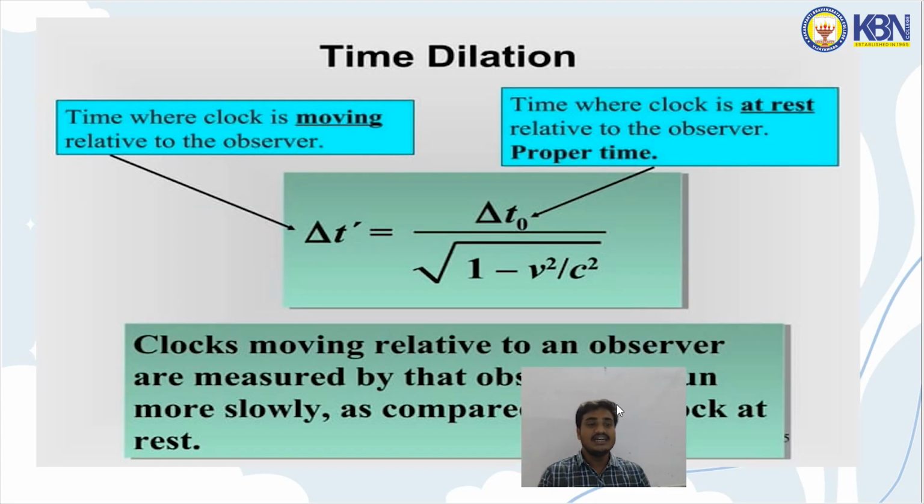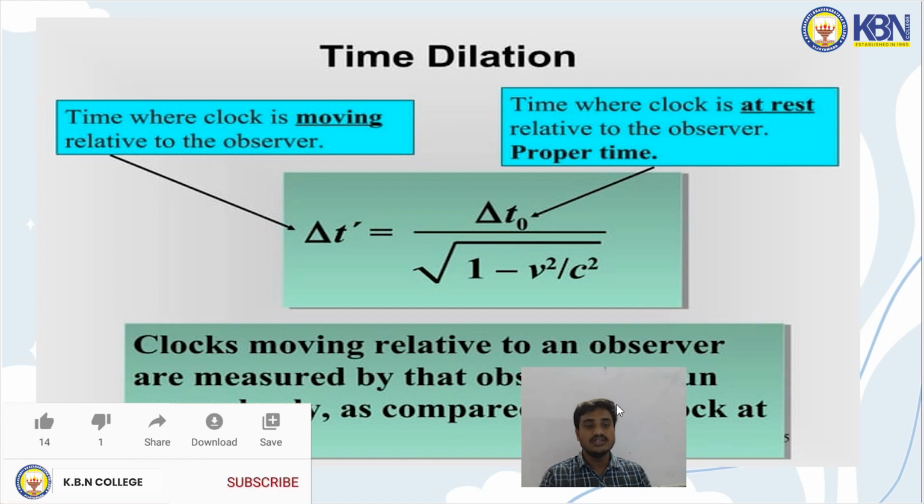It is given by the relation Δt' = Δt0 / √(1 − v²/c²), where Δt' is the time where the clock is moving relative to the observer, and Δt0 is the time where the clock is at rest relative to the observer, or the proper time. Delta is nothing but the change, v is the velocity and c is the velocity of light. This is what we concluded from time dilation.